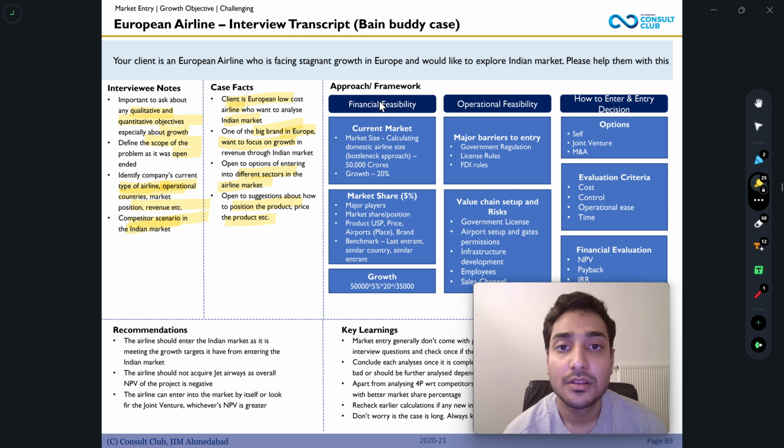Okay, so this is the approach where we divided into financial feasibility, operational feasibility, and how to enter the market. In financial feasibility, currently you have market size, market share, and growth. In market size, the current market, market sizing is calculating domestic airline size, bottom-up approach, 50,000 crore, and growth is 20%.